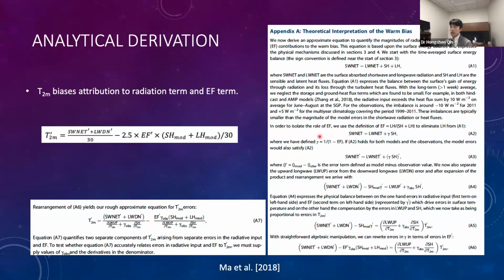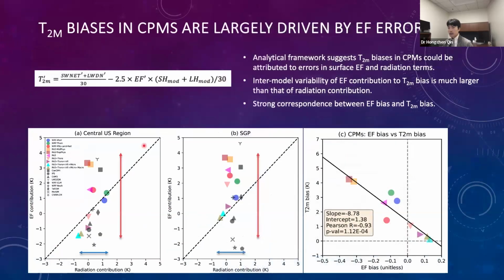So in the Meyer 2018 paper, they have an analytical derivation on how to decompose the T2M bias in the model into two terms. The first term is due to radiation, and consists of shortwave and longwave components. The second can be associated with the evaporative fraction bias term. So we use the same analytical framework as the Meyer 2018 paper and apply it to the CPM simulations.